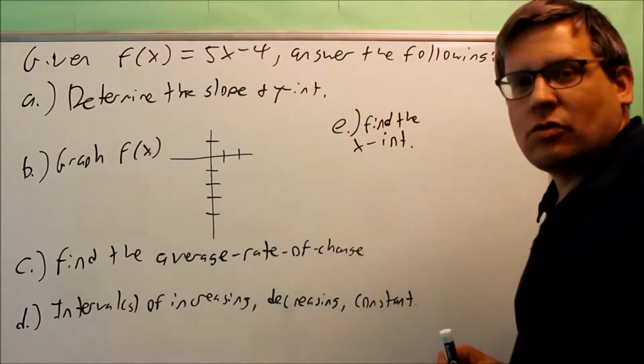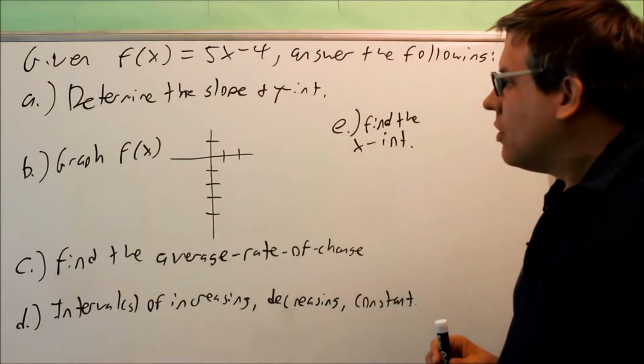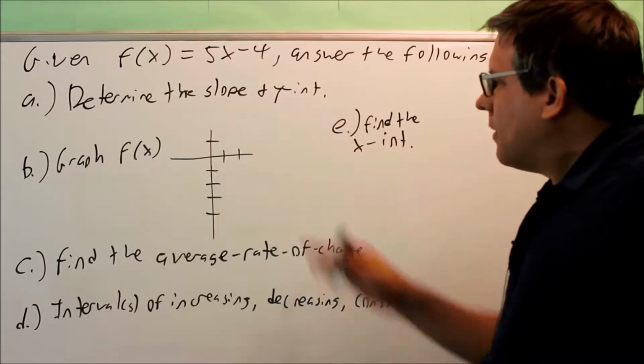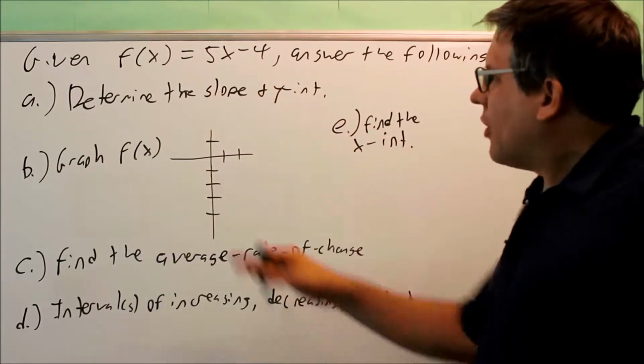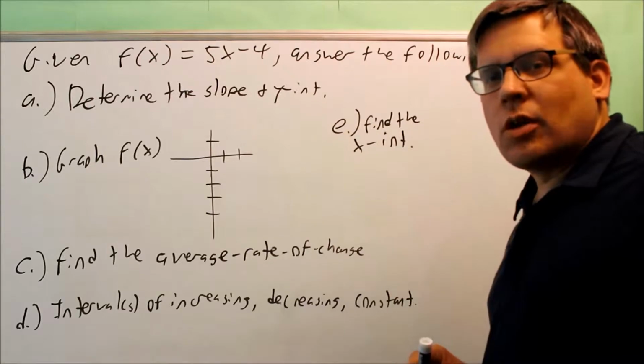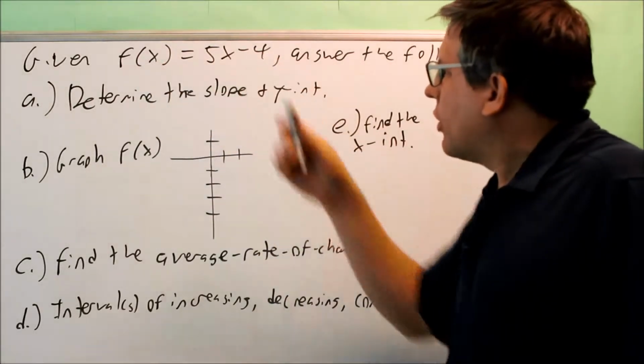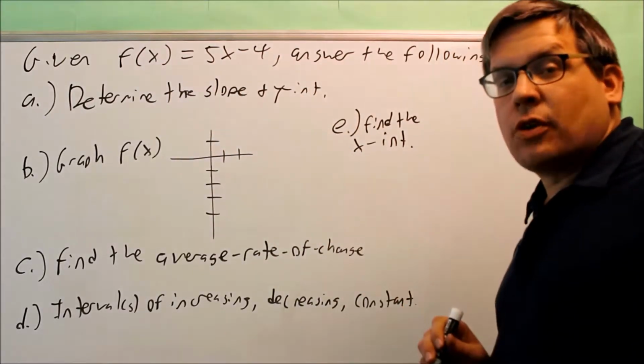We're given f of x equals 5x minus 4, and we want to answer the following. Determine the slope and the y-intercept. Now, this is actually already given to us in y equals mx plus b form.